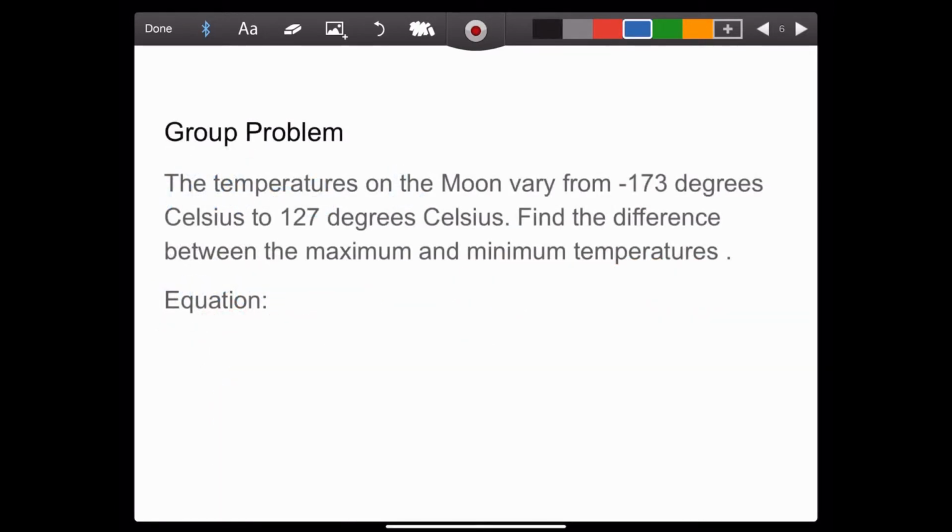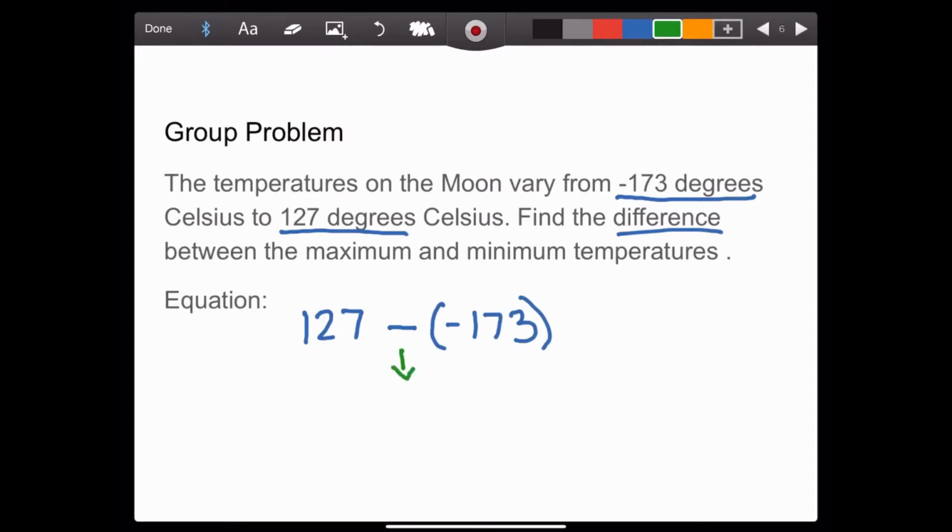The temperature on the moon will vary from -173 degrees to 127 degrees. And we need to find the difference. So I'm going to start with 127 degrees. And I have to figure out the difference, so I'm going to subtract the -173. So I need to add the opposite. My subtraction becomes a positive, and this negative becomes a positive. And my numbers stay the same, 173 and 127. So really, I'm just adding 127 and 173.